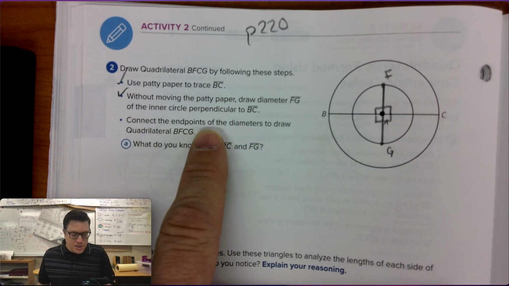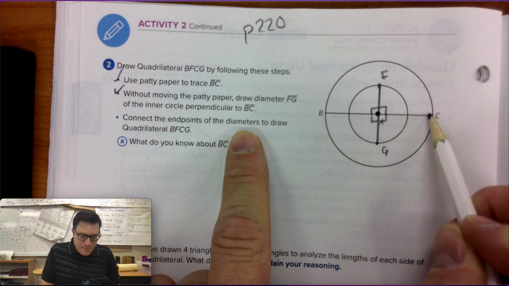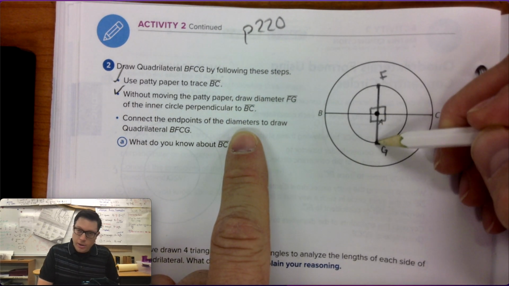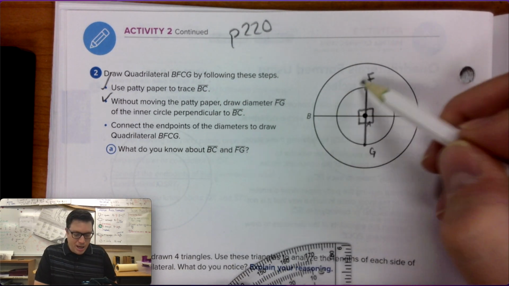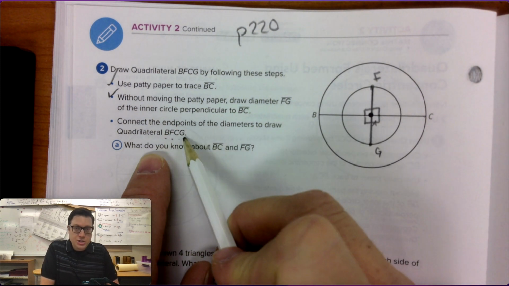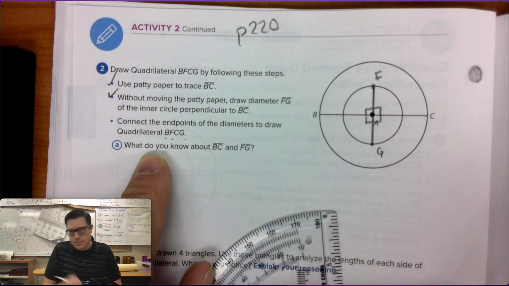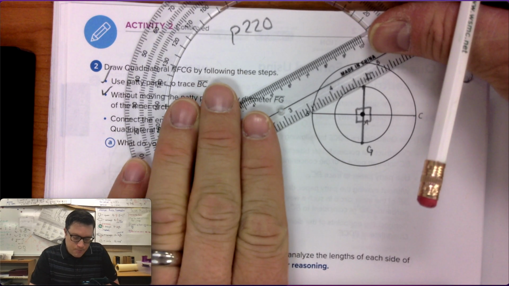Connect the endpoints of the diameters. So that's this diameter BC and this diameter of the small circle FG. Connect them to draw quadrilateral BFCG. Look at the order of the letters, B to F to C to G. We have to do that, and it comes all the way back around, so it'll make a complete closed-in shape.